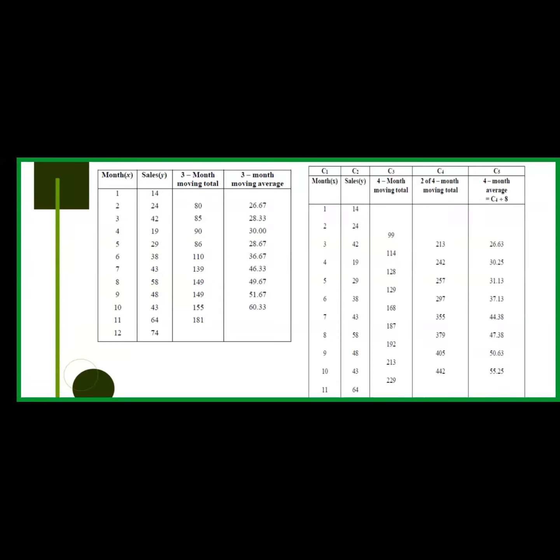So this third column, we are going to pick 4 numbers. Just follow me. The first 4 numbers are what? 14, 24, 42, 19. We are saying moving total of 4. So again, it will be what? 14, 24, 42, 19. So add them together. 14, 99. See, the middle of 3 was very easy.